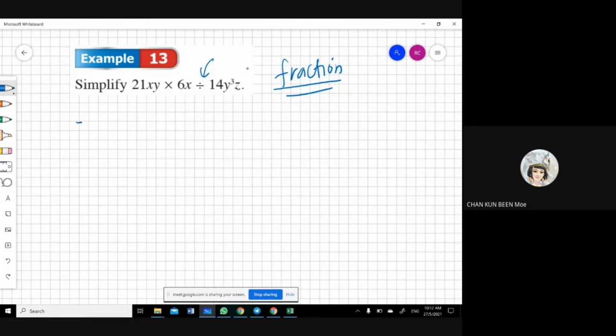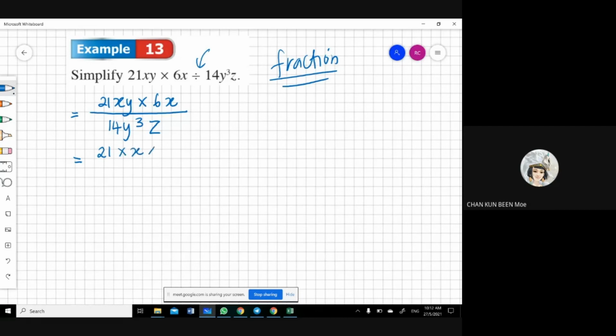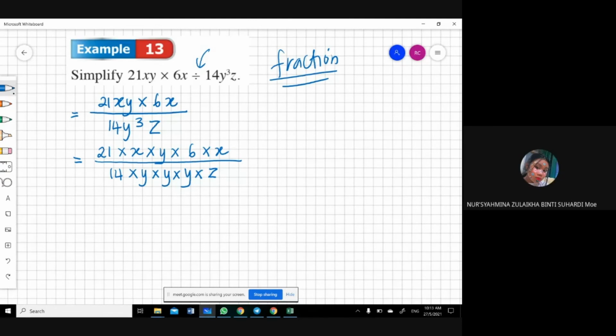So I write down 21xy times 6x over 14y cubed z. Okay, then I continue by writing down in the form of repeated multiplication. So it will be 21 times x times y times 6 times x over 14 times y times y times y times z. Are you okay? Yes. So now I'm going to simplify.